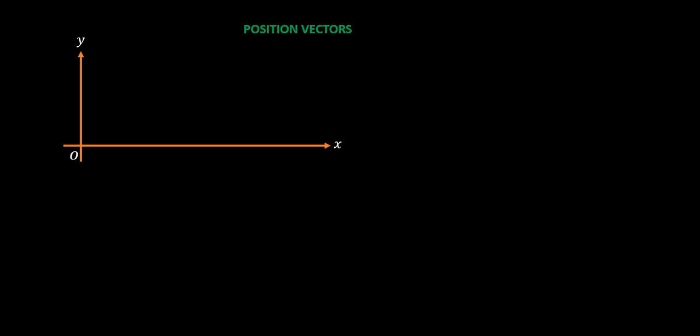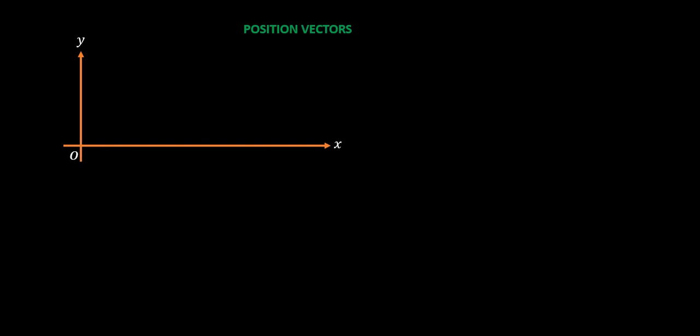Well, we're looking at position vectors. Good evening, everyone. Now we have what we call the x-axis and the y-axis. Both axes meet at the origin, labeled as O here.